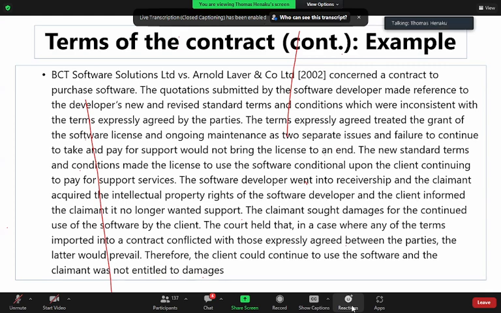Yes, I have. Okay, so therefore, if here it is saying that the new standard terms and conditions made the license to use the software conditional, what it means is that now when the new software owner came into place, he says, no, if you want to continue to use the software, you must allow us to provide you with the maintenance services or the support services. And then Arnold said, no, our initial agreement did not suggest that. And so you bringing in this term, you are introducing a term that is inconsistent with the expressly agreed terms. And then the new software owner says, well, then I'll take you to court.